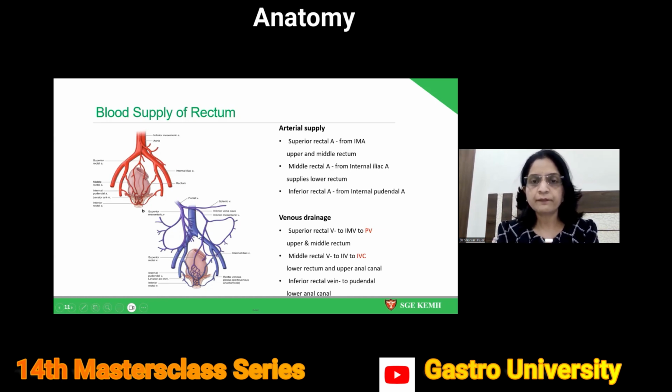Similarly, the veins. The superior rectal vein drains into the inferior mesenteric vein and to the portal vein, which drains the upper and middle part of the rectum. Middle rectal vein will go to internal iliac vein and then to the systemic part, that is the IVC. So this portal vein and IVC communication becomes an important porto-systemic communication site when the patient is a case of portal hypertension. Inferior rectal vein drains to the pudendal vein, and that also drains part of the anal canal.